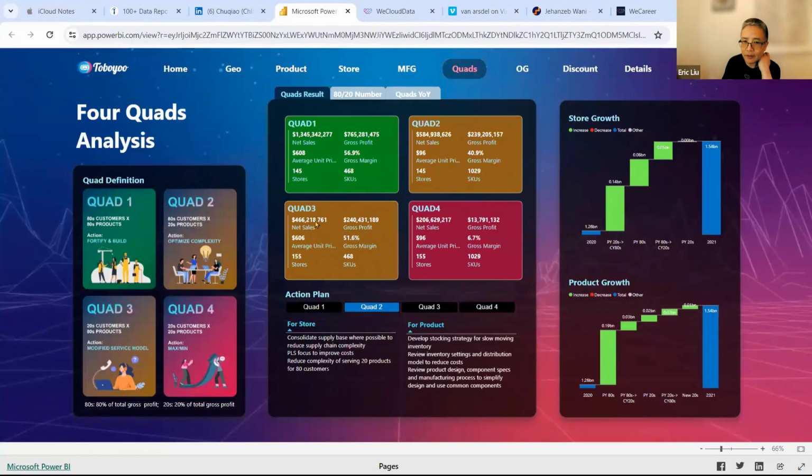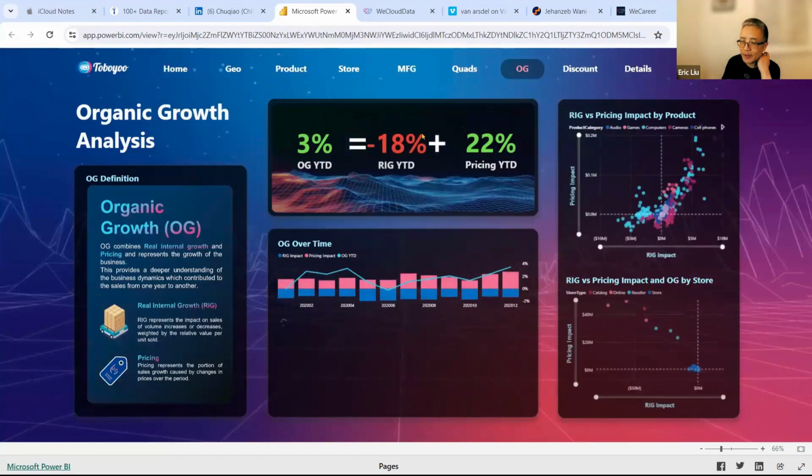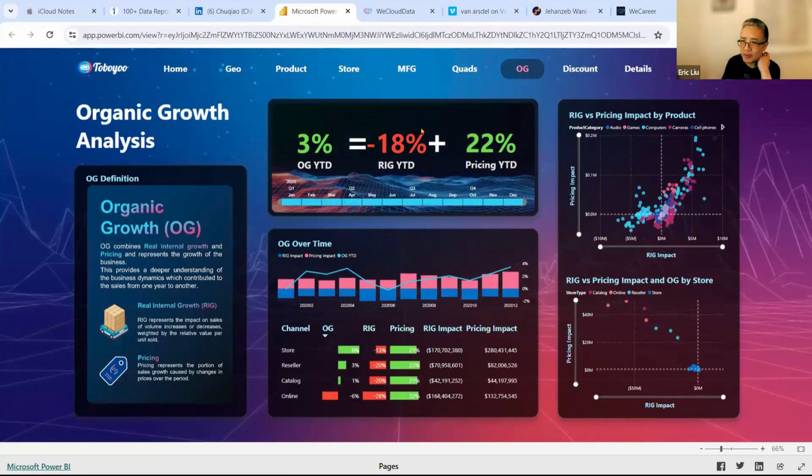So quadrant analysis. You can look at customers and product. And this is dynamic comments. And this is a waterfall growth from year to year. This organic growth, you can analyze the pricing impact on the growth or the volume impact on the growth. So in this case, pricing is having a positive impact on the growth, but the volume is shrinking. The volume, you sell less, but you sell at a higher price.